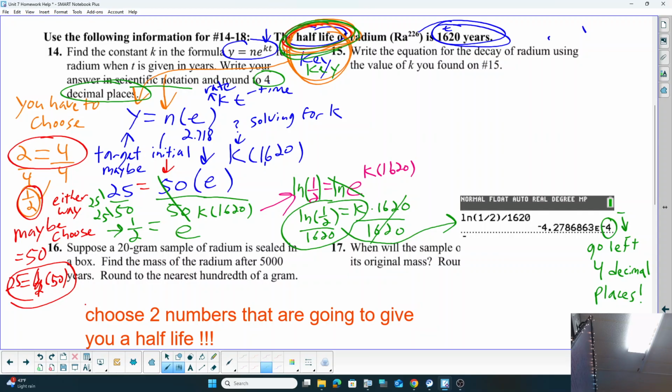So go left 4 decimal places. So we go 1, 2, 3, 4. And so there's our decimal, there's our decimal. And then we had a 0 there, a 0 there, a 0 there. So we have 0.000427 and 86.